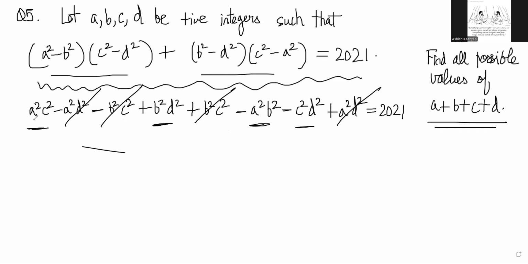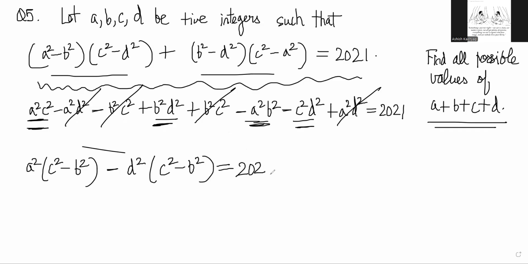I will take something common here. Between this and this, I can take a square common. I get c square minus b square. And between these two also, I can take d square common. So minus d square, if you take common, you'll get c square minus b square again. It is equal to 2021. And this is a simple factorization. We get (c square minus b square) times (a square minus d square) is equal to 2021.